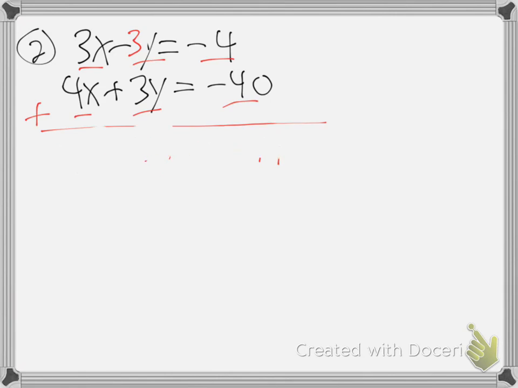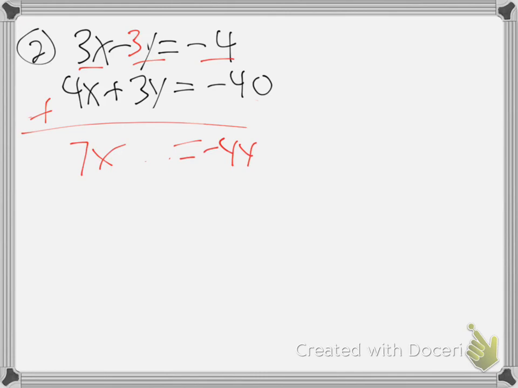You multiply the top equation by 3. Why? Why can't I just do it this way? Because it doesn't cancel anything. It's not going to cancel anything. If I add them up, 7x, the y's will go away. Minus 44. Seem to work beautifully.